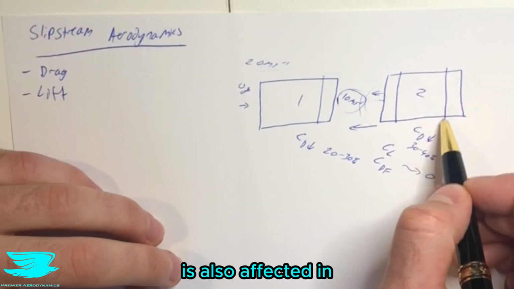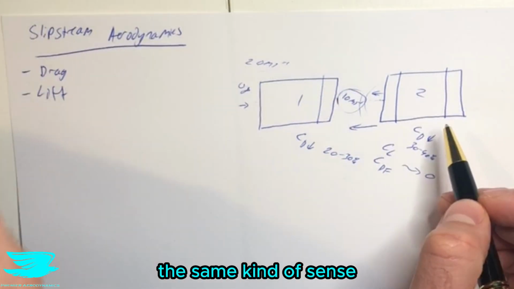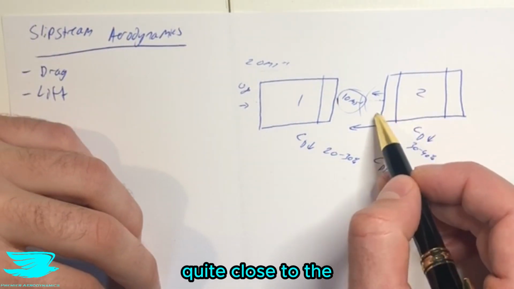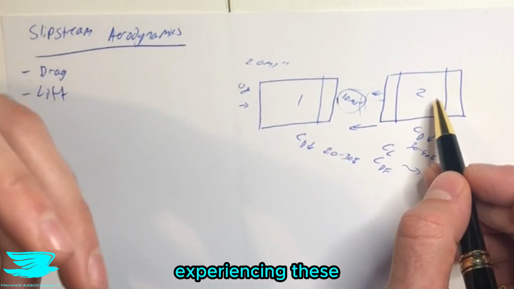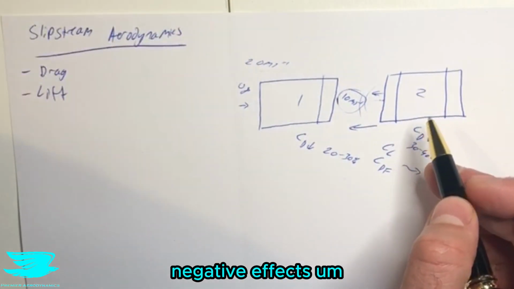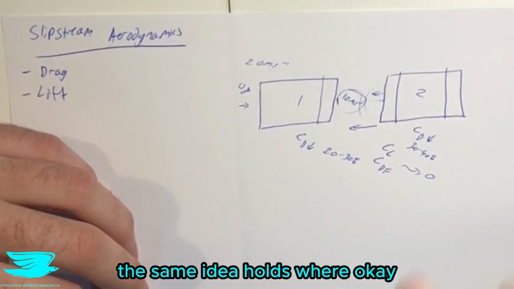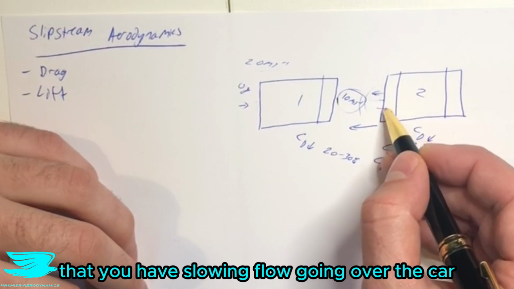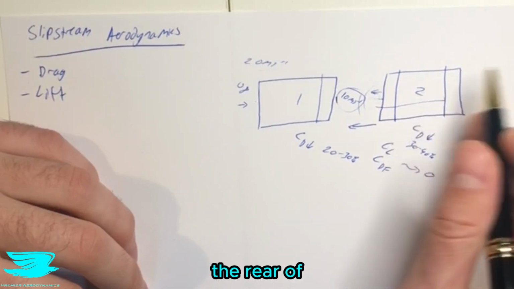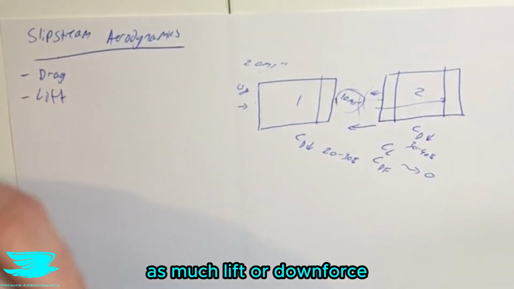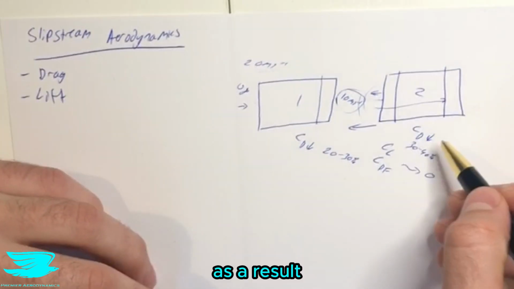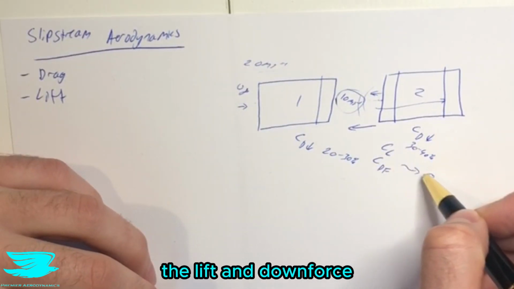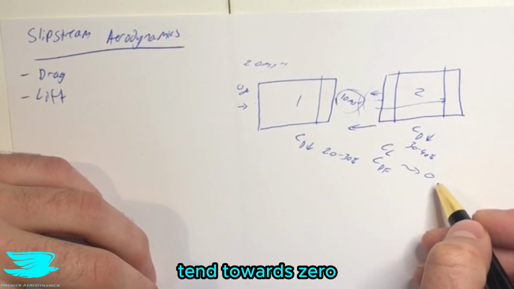The rear axle is also affected in the same kind of sense, but not as much. So you need to get quite close to the front car in order for the rear axle to start experiencing these negative effects severely. But again, the same idea holds: you have slow moving flow going over the car, which means that the rear of the car can't really produce as much lift or downforce because there's not as much energy in the flow to take advantage of. As a result, the lift and downforce, whatever you're producing, tend towards zero.